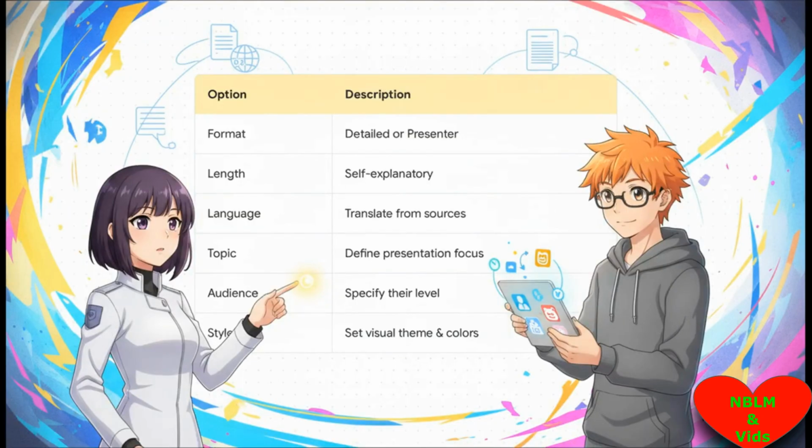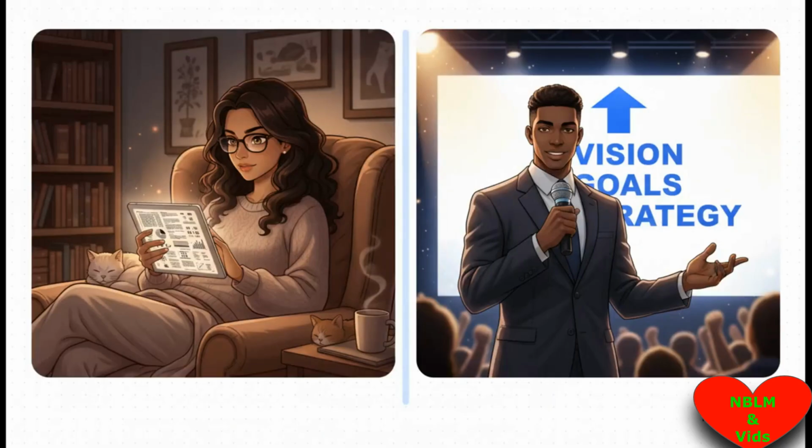But listen, the most important boxes here are topic and audience. Be super specific. Tell the AI what the main point is, who it's for, and even the kind of visual style you're going for. Let's talk about those format options for a second. Detailed is perfect if you're making a handout for someone to read later. It's packed with info. Presenter mode, on the other hand, is built for when you're actually speaking. It keeps things to key points and visuals, giving you space to talk. Picking the right one here is crucial.